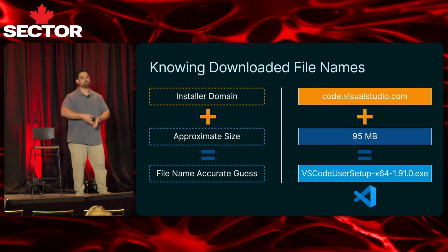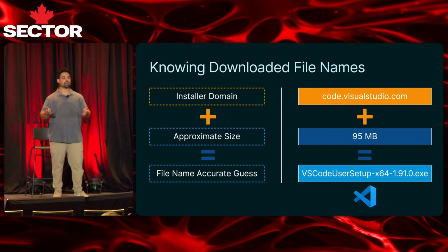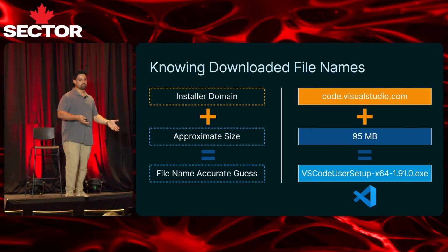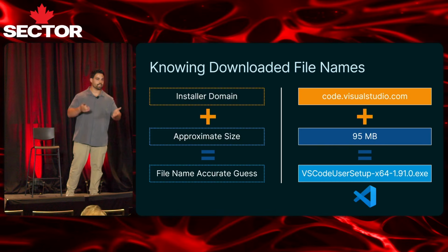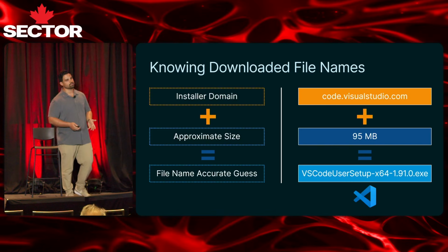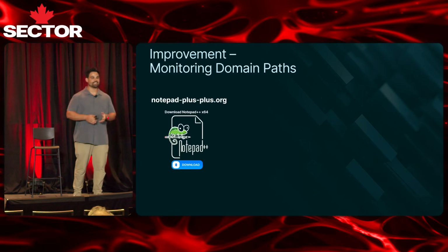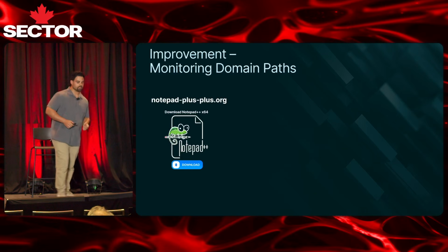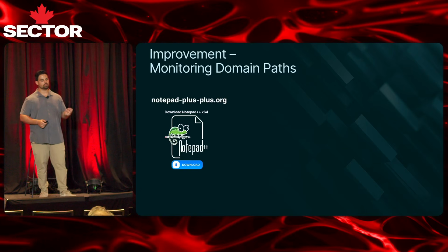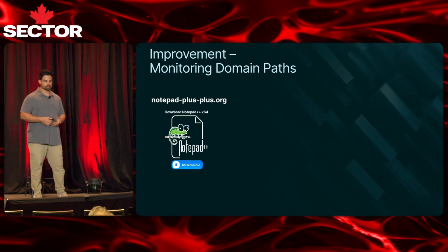So for example, if we know that a victim accessed code.visualstudio.com and downloaded 95 megabytes, then it's safe to assume that it's the latest VS Code installer in probably 99% of the cases. Okay, and so we framed and defined our new man-in-the-middle technique a bit more specifically. In order to be as precise as possible, we understood that we need to define what we called domain paths.